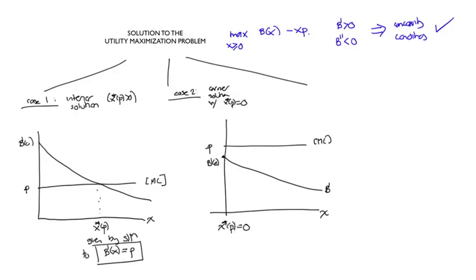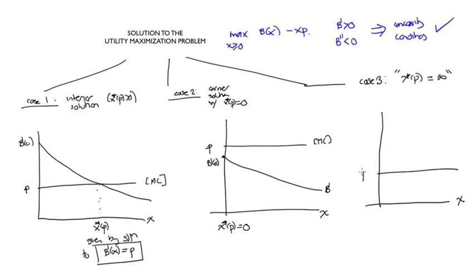Now, unfortunately, since there is nothing in the model that guarantees that the crossing conditions are satisfied, we need to worry about a third case that looks like this. X star of P is equal to infinity. In some sense, the solution doesn't exist. And that's a case that looks like this. You have X, you have P, and you have a marginal benefit function above, that keeps going down but never crosses. It never crosses.